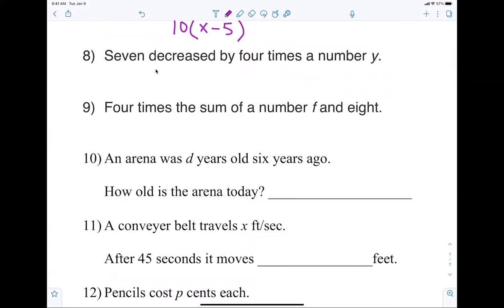Next, Cole. 7 increased by 4 times the number of y. Oh, it's 7. And, oh, minus or negative 4y. Yes. All right, I'm pretty happy with that. Pretty happy. All right, come on, Eddie, help me.